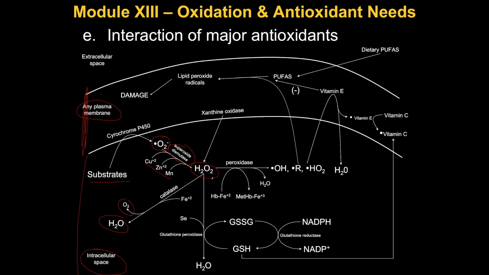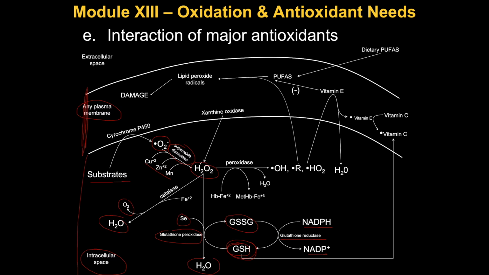Now we can also take that hydrogen peroxide and convert it into water via the glutathione peroxidase enzyme and selenium that we talked about earlier, and taking glutathione and converting it to glutathione disulfide. And then to make glutathione disulfide whole again, we take NADPH and take off an electron via glutathione reductase, release NADP, and then we have glutathione once again ready for action.